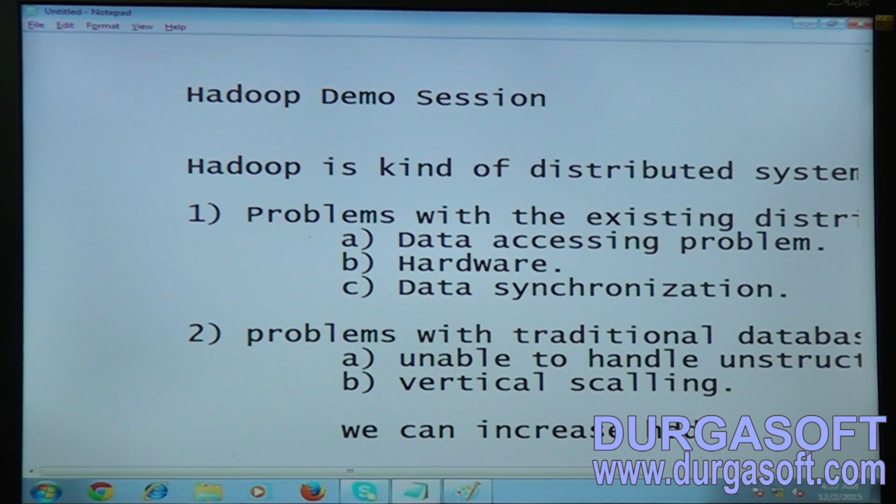So the problem is vertical scaling. Vertically, we keep increasing the data on the same server, keep increasing the memory limits on the same server. That is nothing but vertical scaling, so it will be limited to some extent only. The solution for this is horizontal scaling.